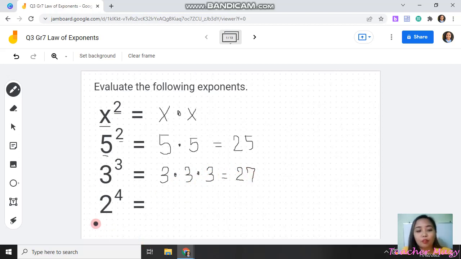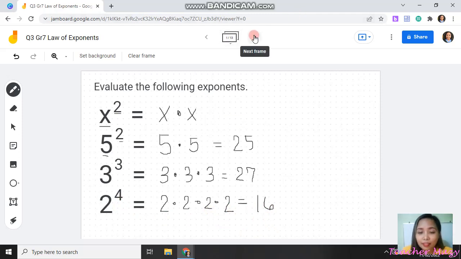Okay, and of course, we have another one here, 2 raised to 4. We need to multiply 2 four times. So 2 times 2 is equal to 4, times 2 is equal to 8, and times 2 is equal to 16. 2 raised to 4 is equal to 16. So that's how exponents work.